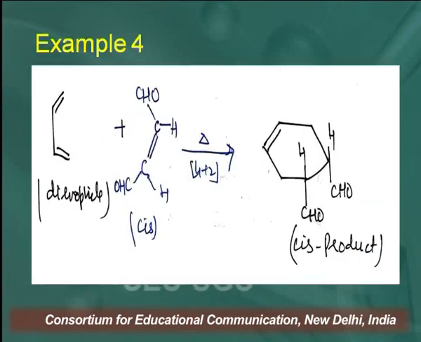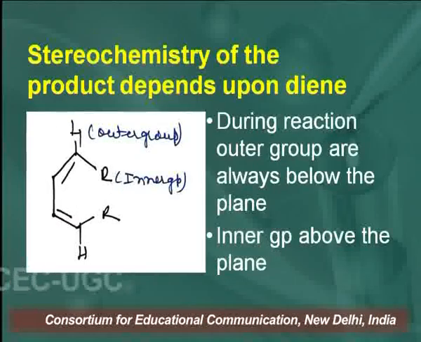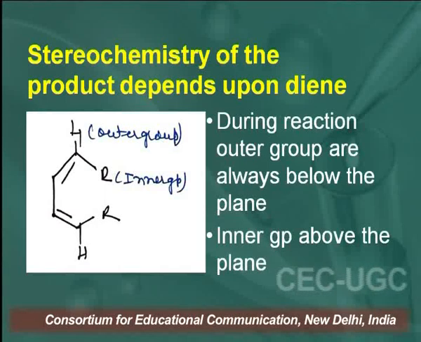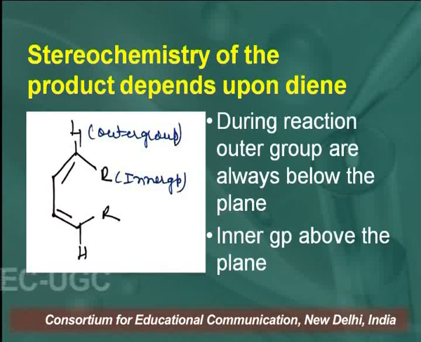This is a very important example. You can see here the cis dienophile reacts with the diene, and we get a cis product. Similarly, a very important point: the stereochemistry of the reaction depends upon the diene, which type of substituents are attached to the diene and where the substituents are attached. In this case, during the reaction the outer groups are always below the plane and inner groups should always be above the plane.